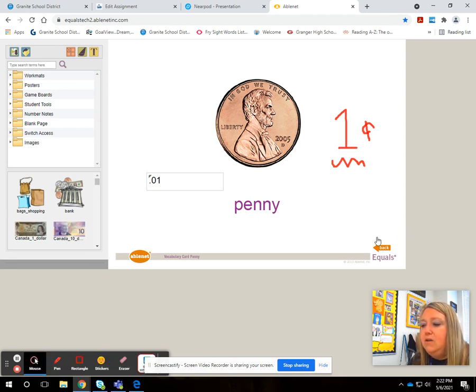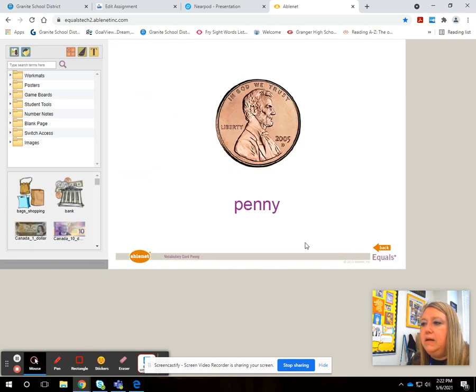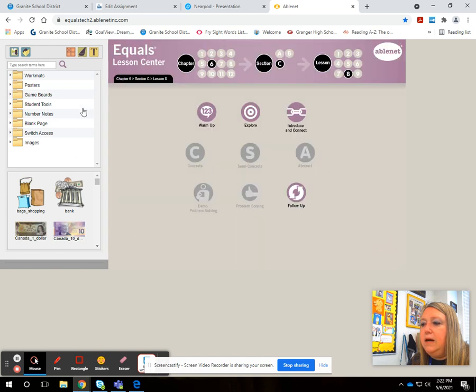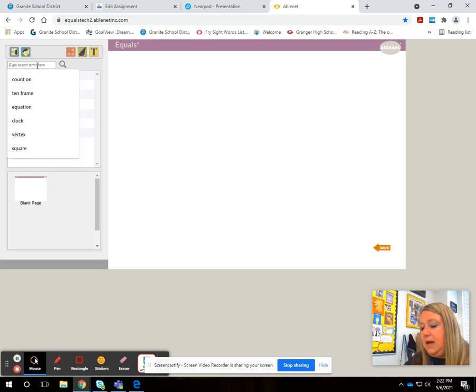All right, let's go back and let's select our next one up. Oh, it's not selecting. I hate this program sometimes. Dime isn't selecting either. Or quarter, just only penny. Penny works, nothing else works. All right, we will have to get a blank page going. Let's pull up a blank page, and I'm going to ask for the nickel.